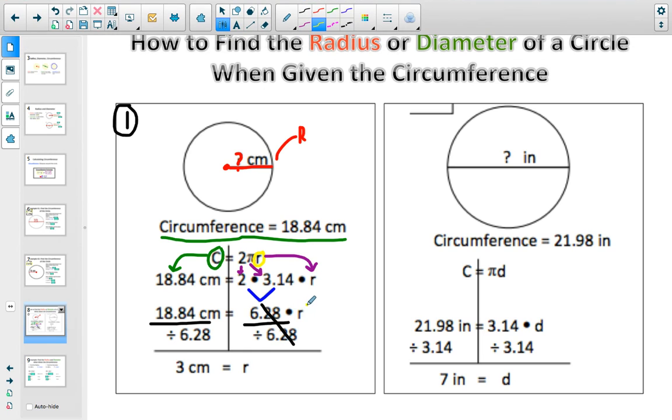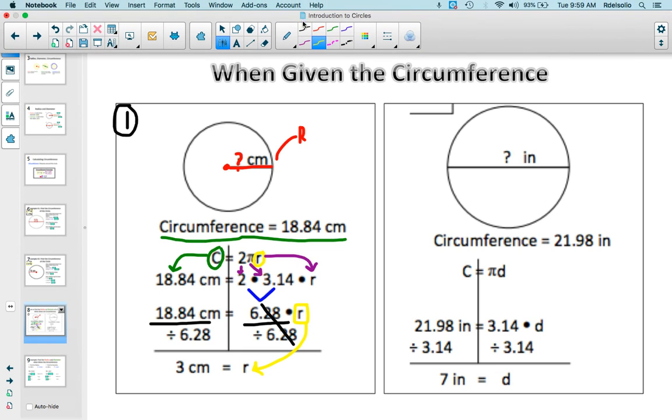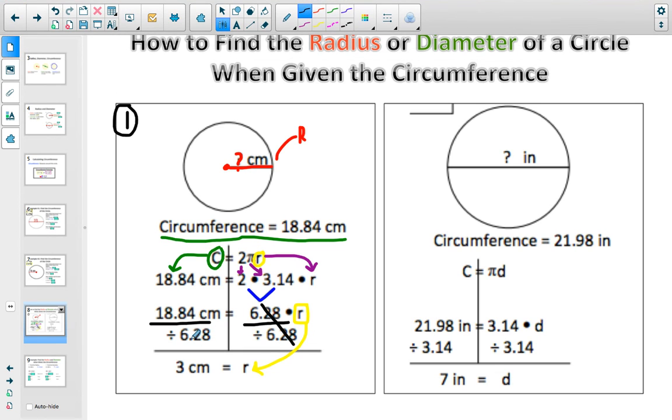Because if you notice, now r is by itself. That's what we wanted. So we'll put r down below. And when you do 18.84 divided by 6.28, you get 3. So the radius of this circle is 3 centimeters.